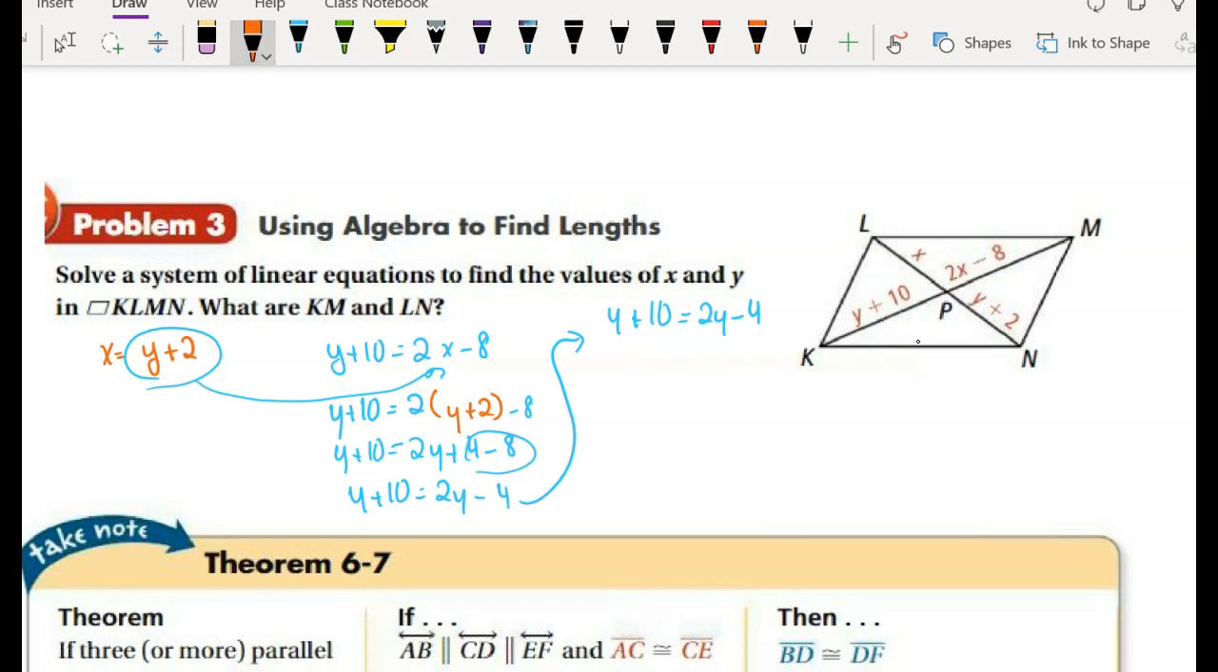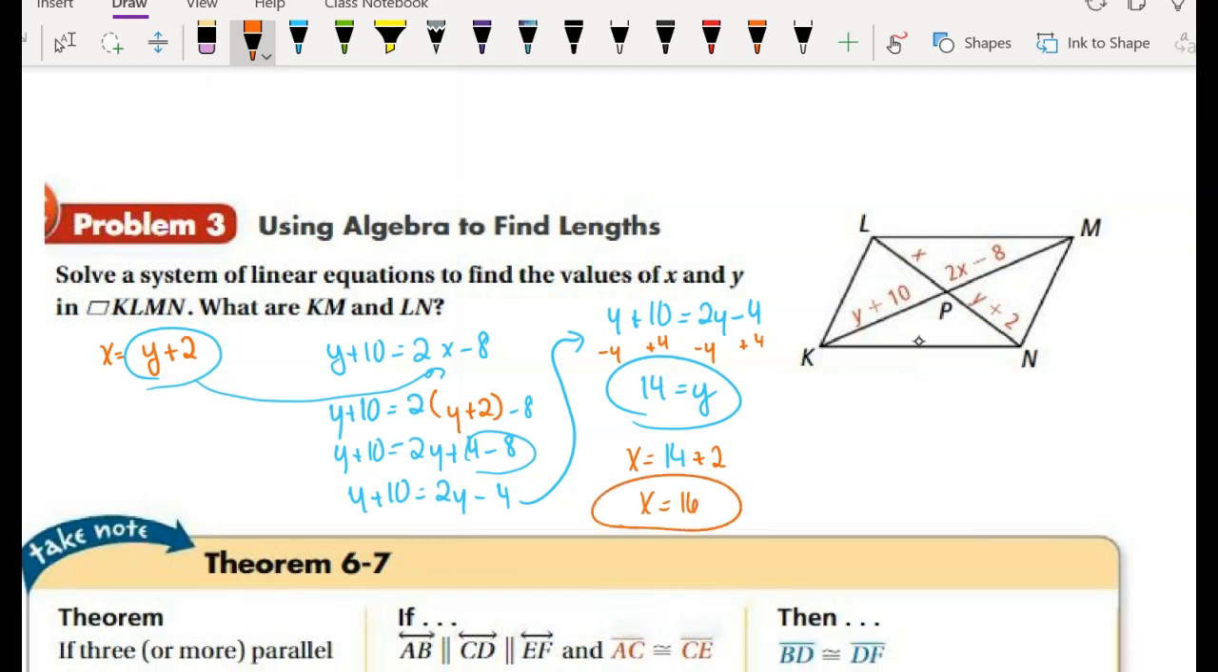Now I'm going to subtract y from both sides, and then add 4 to both sides. So now I have 14 is equal to y. So I know my y value is 14. I know that x is equal to 14 plus 2, so x is equal to 16.